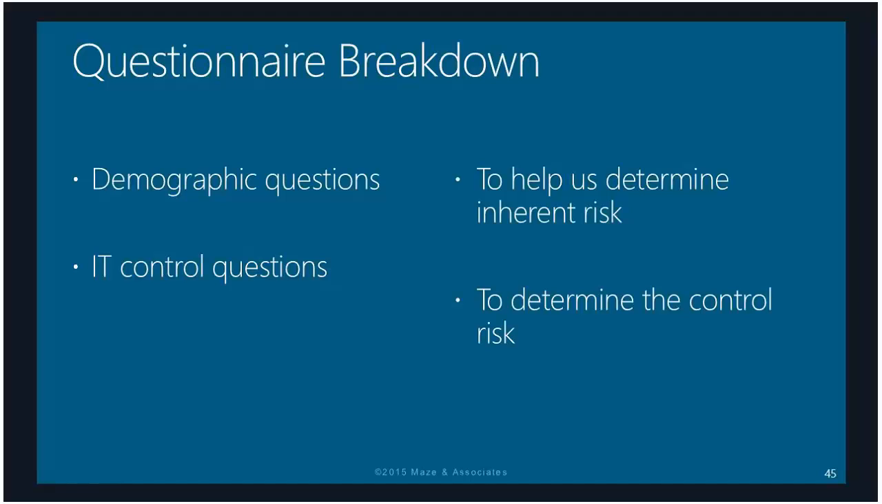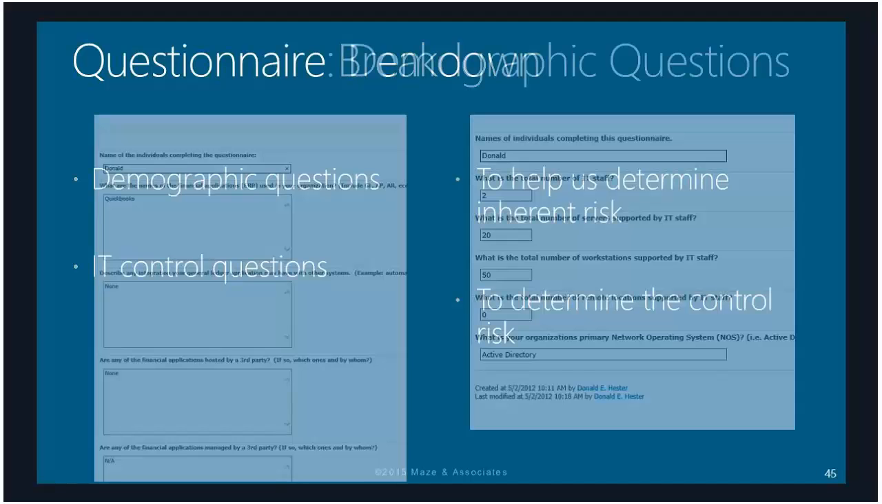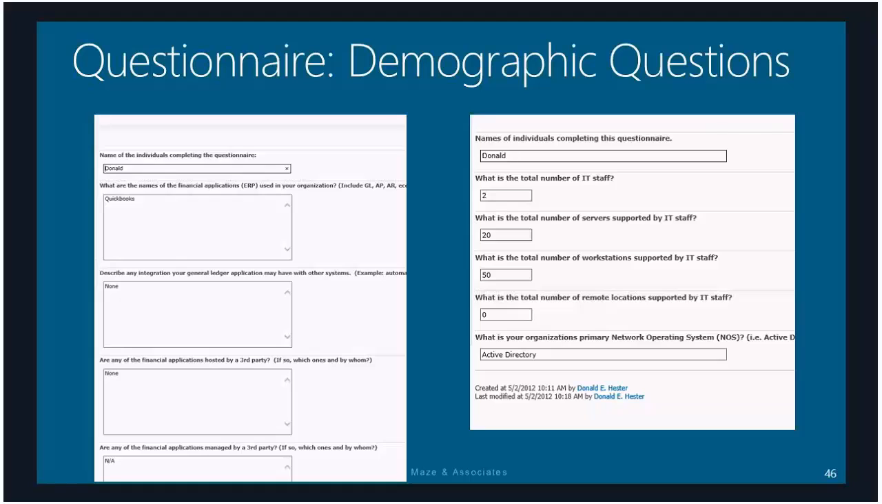A lot of people ask me, like, why are you asking those demographic questions? Why does it matter how many servers I have? Well, it does, because that changes what your inherent risk is. Here's an example of some of those inherent questions. Inherent risk questions or dynamic or demographic questions. Again, it's very simple. It's just like, how many total IT staff do you have? What's the total number of servers they support?